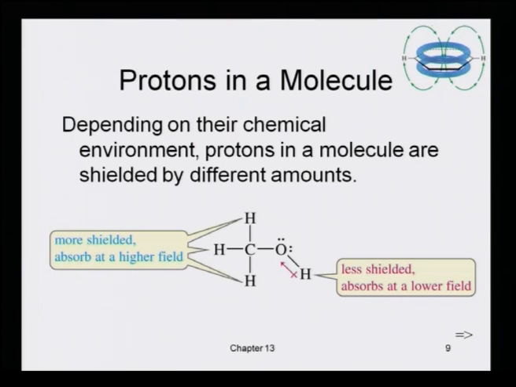So, the beauty of NMR is that because of this shielding effect and the different shielding of different protons because of their chemical environment, the protons in a molecule are shielded to different amounts, and that gives a very informative picture about the structure of a compound.